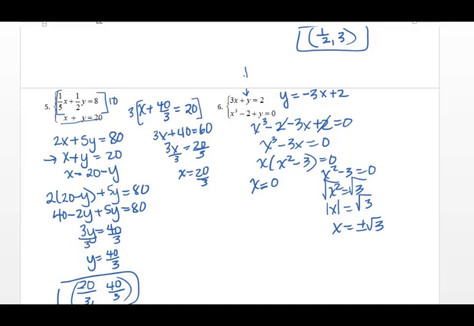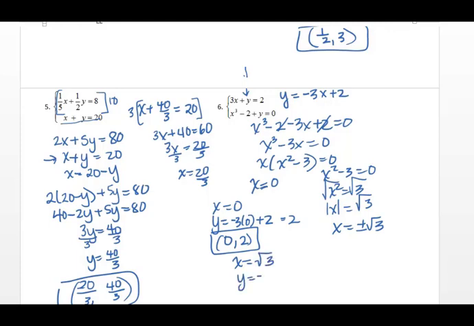So let's first use where x is 0. That means y would be negative 3 times 0 plus 2. So y would be 2. Okay? So I have one solution where x is 0, y is 2. That's one solution.